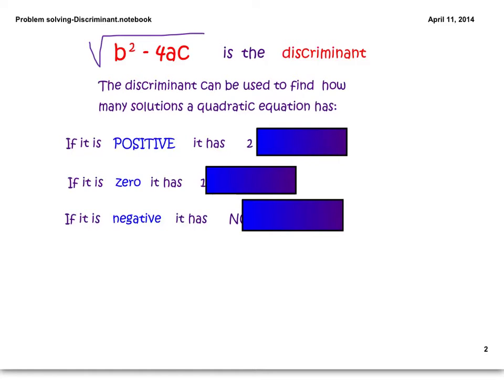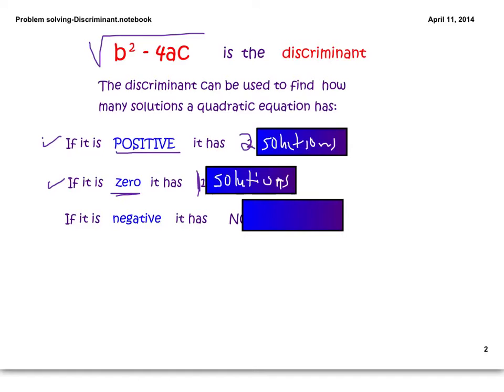So we should be able to tell, is there going to be one solution, two solutions, or no solutions? So remember, if the discriminant is positive, it's going to have two solutions. If the discriminant is 0, it's only going to have one solution. You don't have to put both, because you'll come up with two answers, but both of the answers will be the same, and so you only have to put one of them.